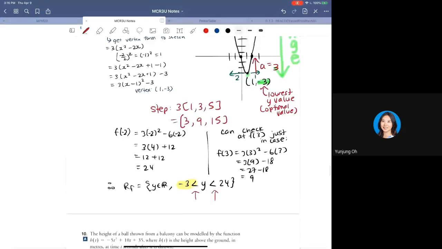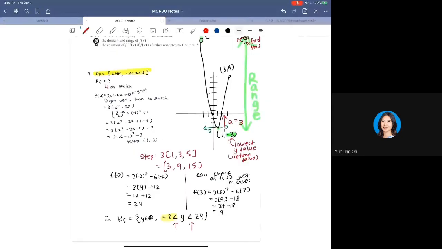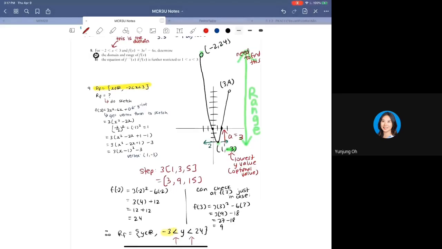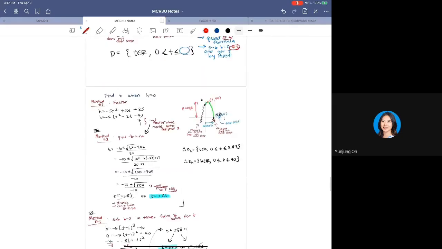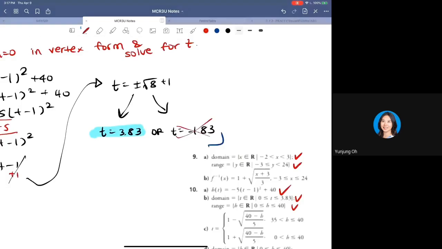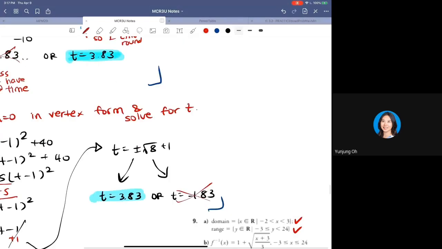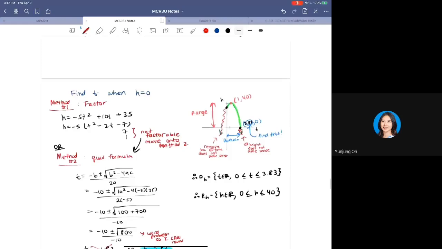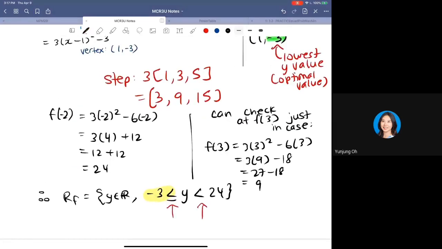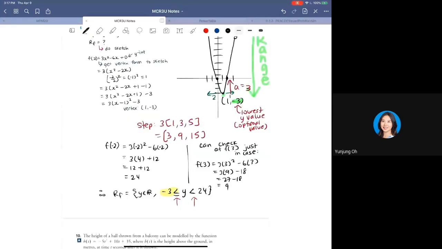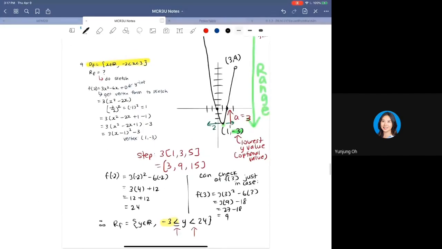Is it supposed to be open? Let me just check. Well, for the 24, that makes sense. And for my -3, I don't think I checked the textbook for this. For the -3, it might be including. Yeah, it is including. I didn't check carefully enough. It should be including. And do you understand why it's including? The reason it's including is because it includes that vertex. So I have to actually change that.